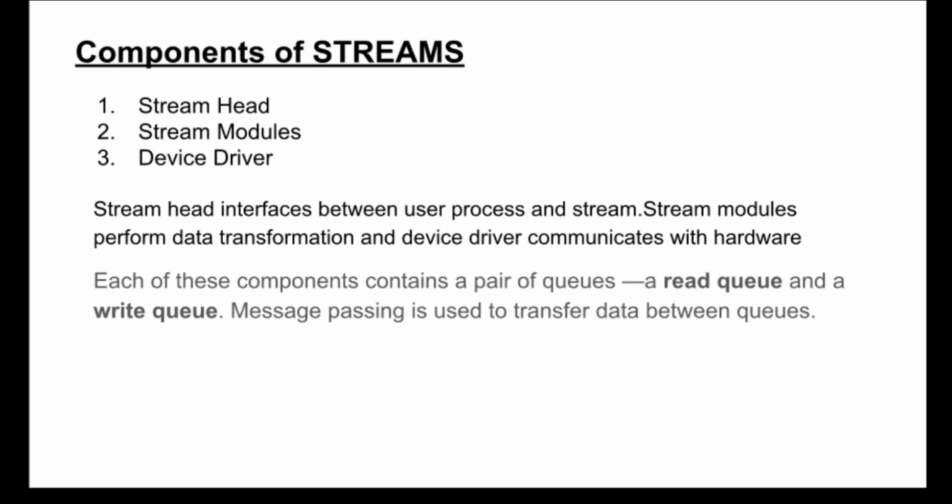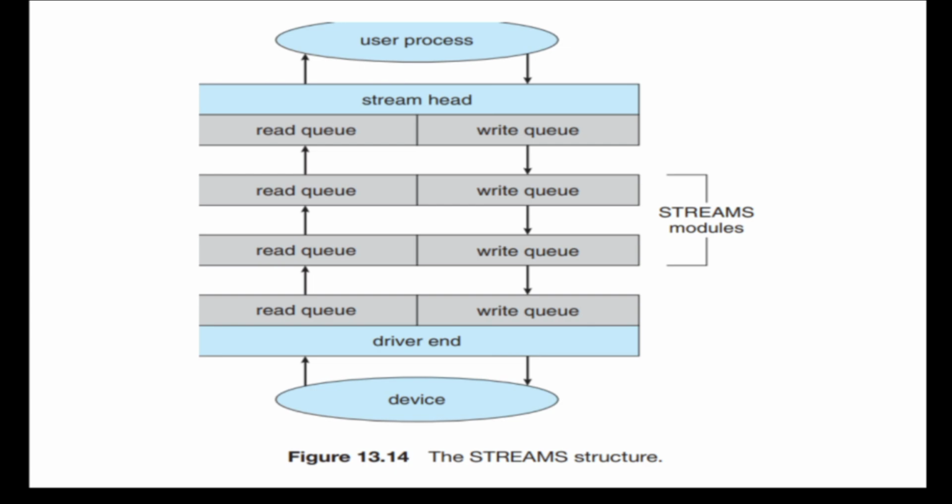And each of the components contains a pair of queues, a read queue and a write queue. Data flows through these queues in the form of messages. So this is the structure of streams. As you can see, the user process is connected to the stream head, then the read queue and write queue are in the stream modules, and the driver end is connected to the device. I think this is very clear from the diagram itself.